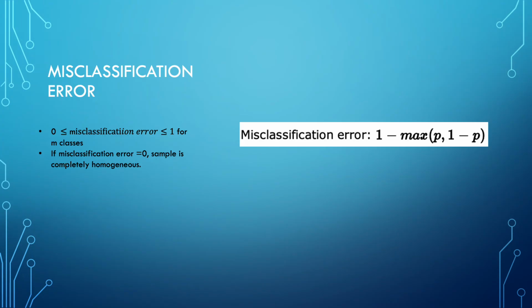Okay, we have learned two types of classification functions, Gini index and entropy. Our final one that I would like to introduce to you is misclassification error. This is the third type of impurity measure. Mathematically, misclassification error is defined as 1 minus the maximum of probability of success and probability of failure.